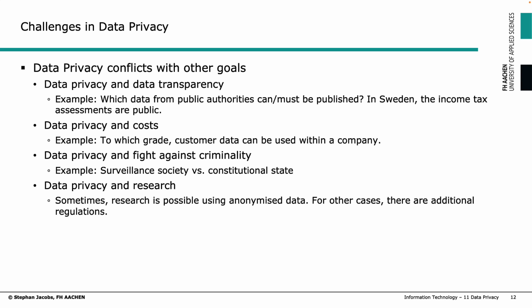Another conflict would be data privacy and security or the fight against criminality. We all expect our state to keep the state secure and all places safe. But on the other hand, we don't want to be surveyed and tracked, for example, by the police. So how can we balance this situation out? What is the police allowed to do and what not?